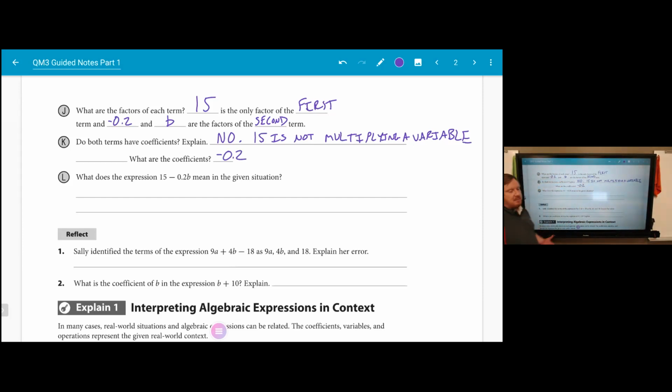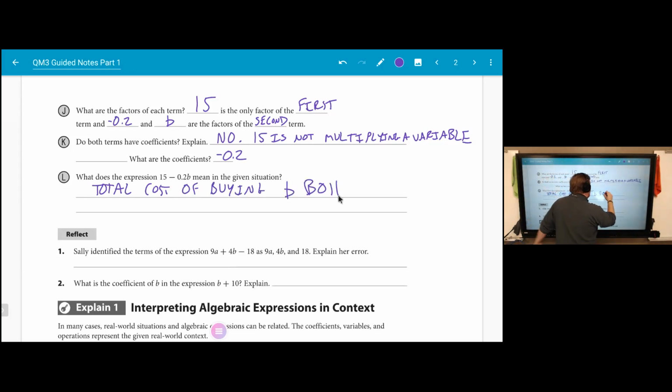So what does this expression mean? What does 15 minus 2/10 B actually mean? It's the cost after buying B bottles, the total cost. Because for every bottle that he buys, the cost goes down by 20 cents. So it's the total cost of buying B bottles.